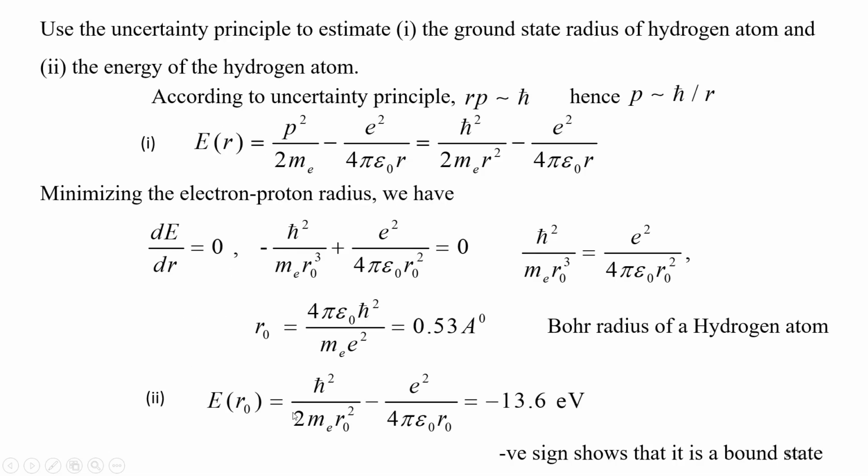Now let us go for the second one, the energy of the hydrogen atom. The energy of the hydrogen atom is defined exactly like this. We have already obtained the value of r₀. You substitute here, and we will get exactly minus 13.6 electron volt. And the minus sign shows that it is a bound state.